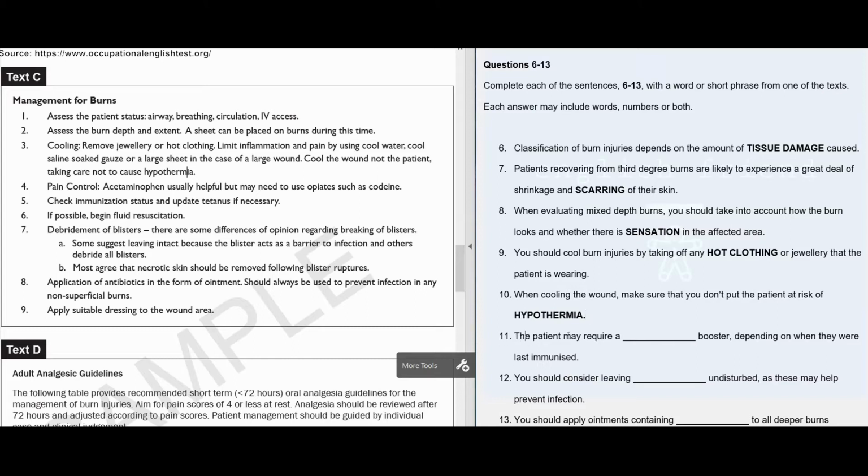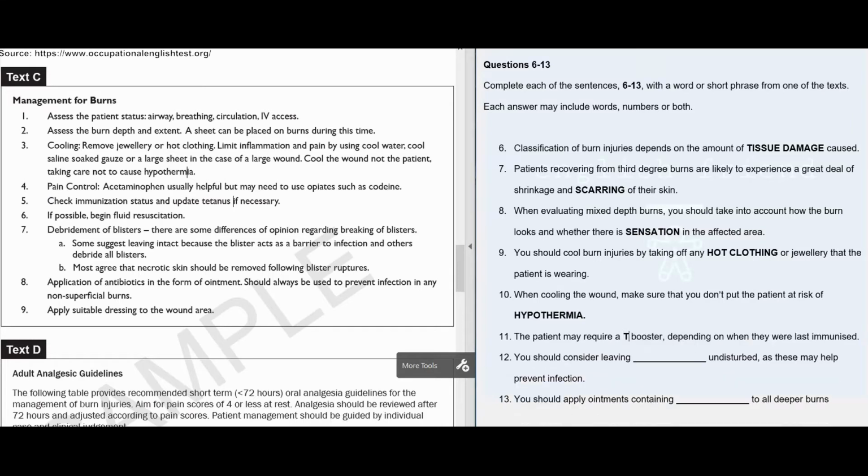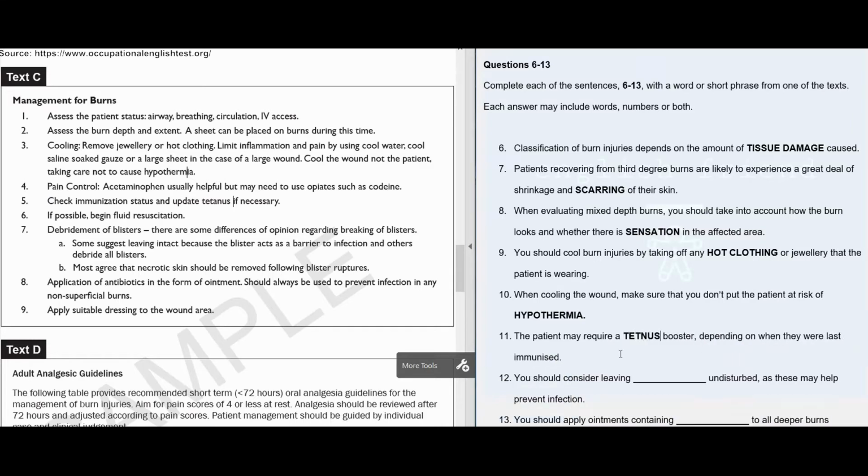Now question number 11. The patient may require a dash booster depending on when they were last immunized. So here, the answer for question number 11, again in the same text. In point number 5, you may see check immunization status and update tetanus if necessary. So a tetanus booster, answer is tetanus.